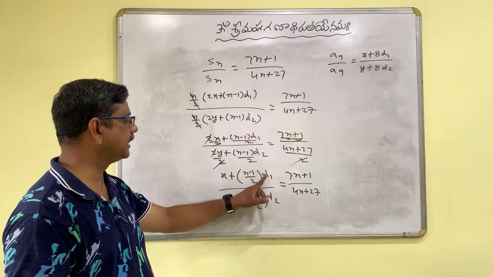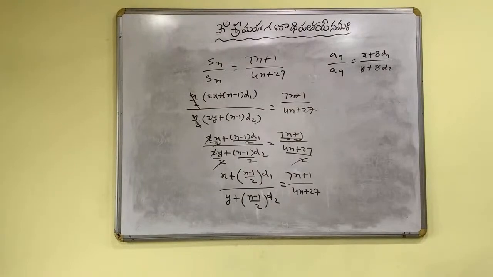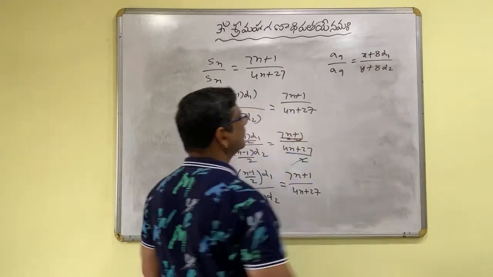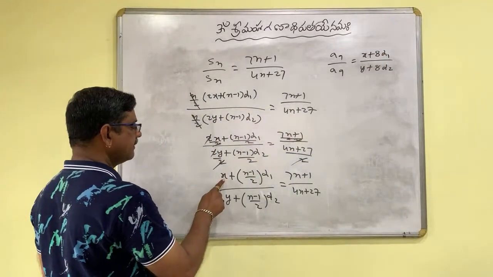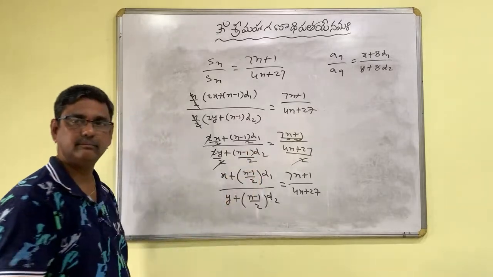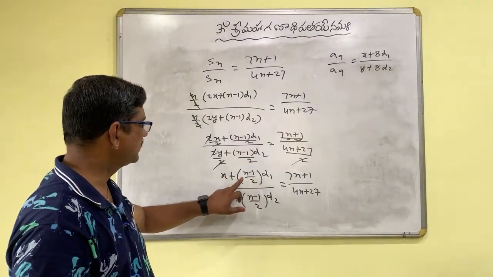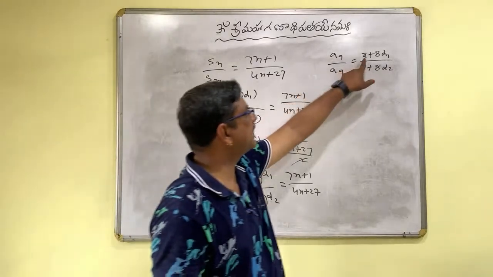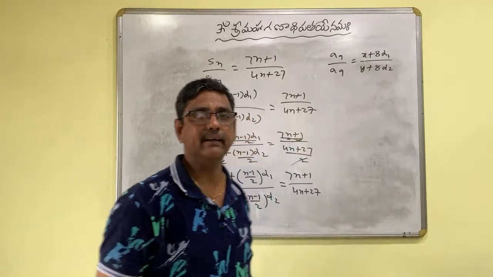ఇప్పుడు మనం ఫైండ్ అవుట్ చేయాల్సింది ఏంటి చూడండి ఒకసారి. What we have to find out? What we have to find out, children? x plus 8d1. మనకి ఏమిటి వచ్చింది? x plus (n-1)/2 d1 వచ్చింది మనకి. మనం ఫైండ్ అవుట్ చేయాల్సింది x plus 8d1.